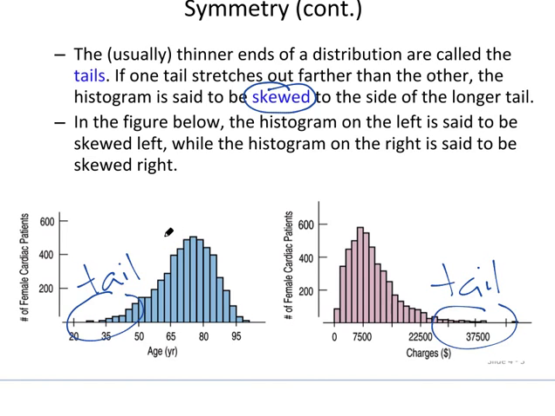So in this figure, it's said to be skewed left. We would also say that it is negatively skewed because it's towards the negative side of the graph. So this is skewed left, and this is skewed right. This comes up a lot, so make sure we don't get that confused. It seems backwards, but it's where the tail is, okay? So the histogram on the right is said to be skewed right.